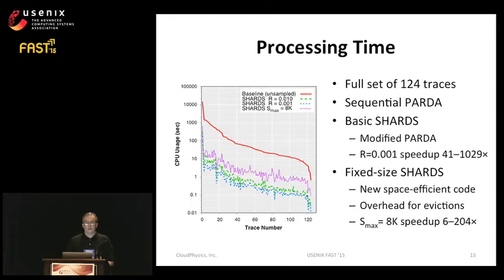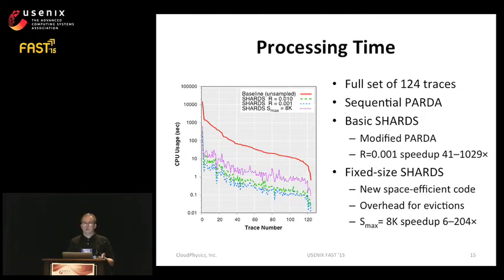We have a similar plot for processing time. This graph measures the total CPU usage required for MRC construction. CPU usage appears on the y-axis. Note again the use of a log scale. The x-axis again shows all 124 traces, this time ordered by their baseline CPU consumption in red.